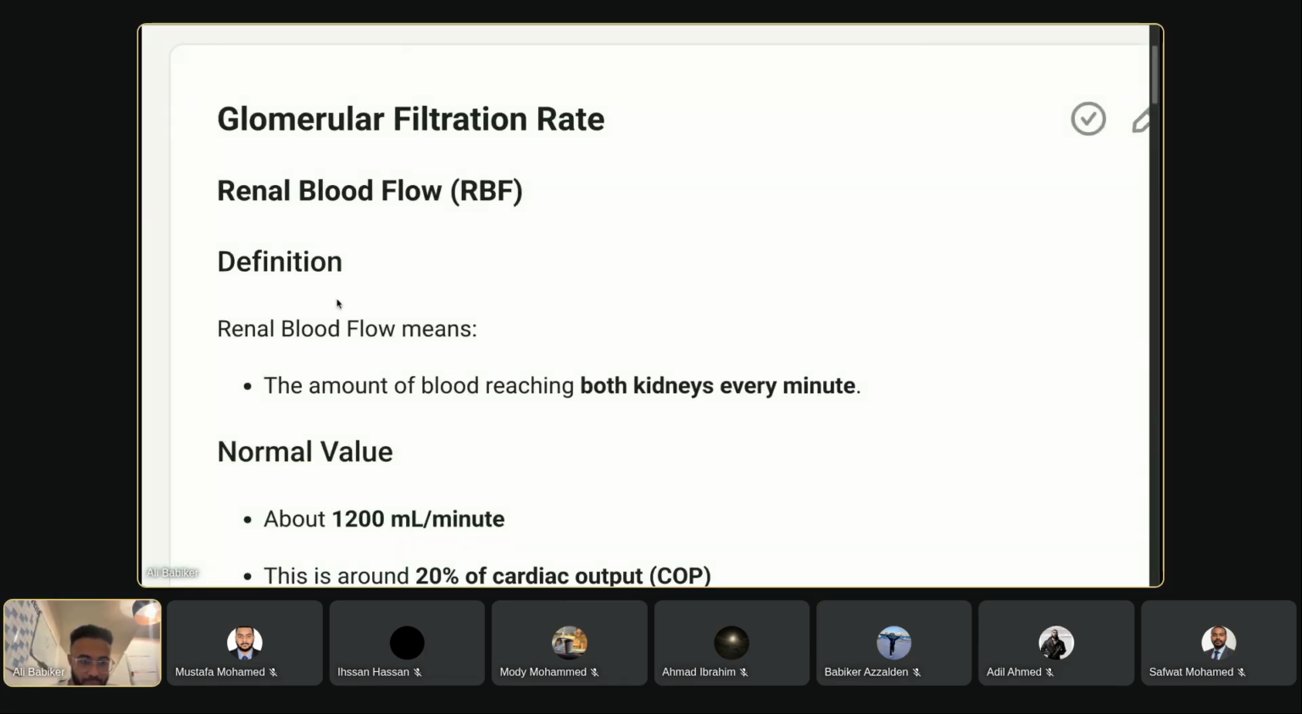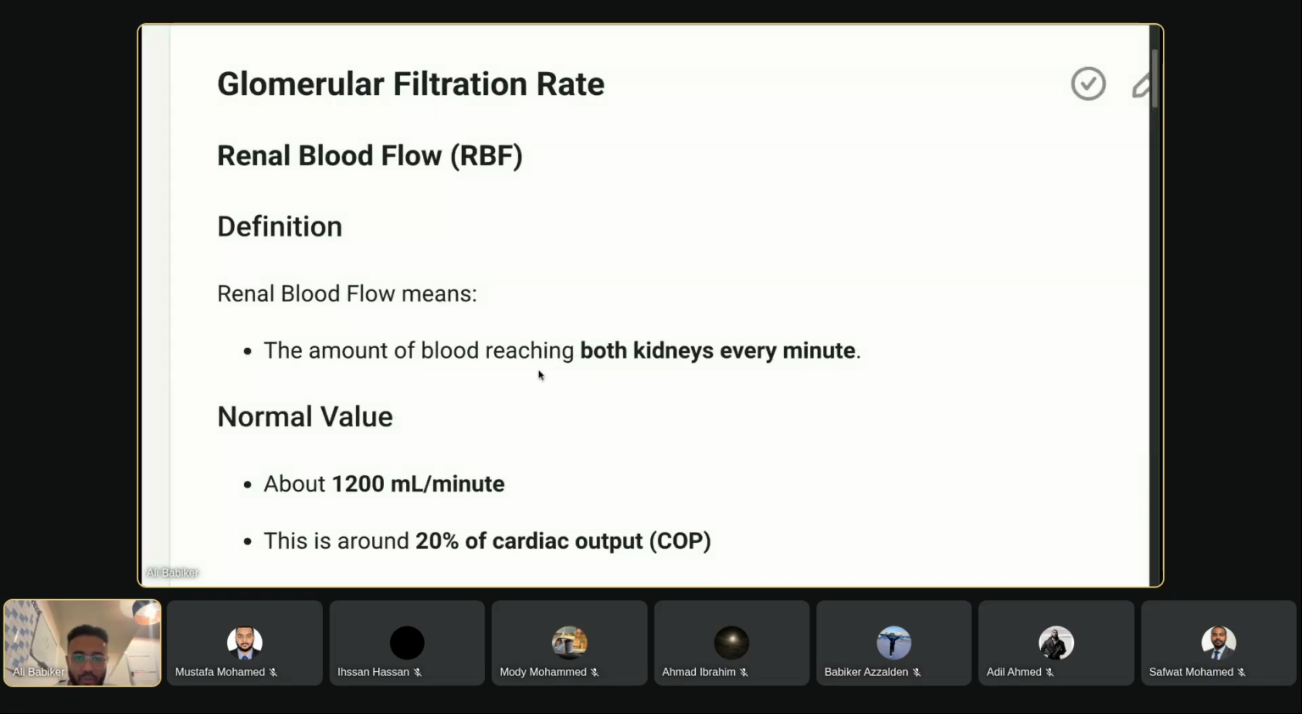Definition of the renal blood flow. Renal blood flow means the amount of blood reaching both kidneys every minute. That's the renal blood flow, and it's self-explanatory. Renal blood flow, the amount of blood reaching both kidneys every minute.